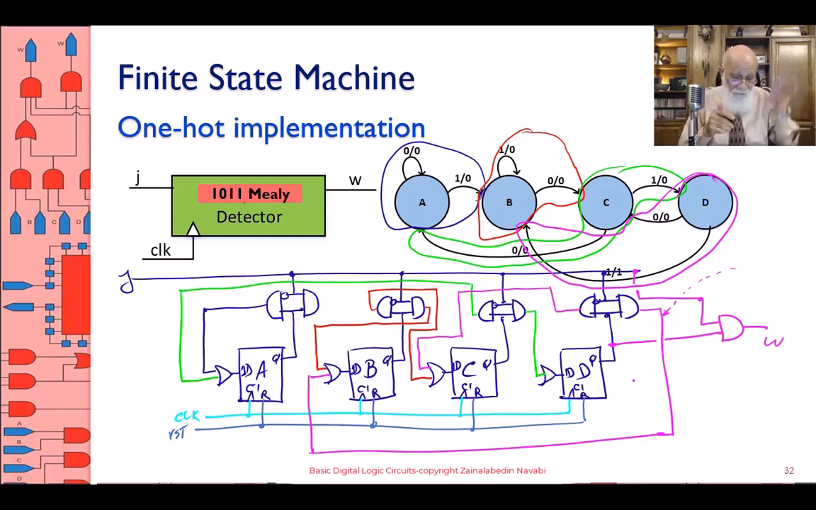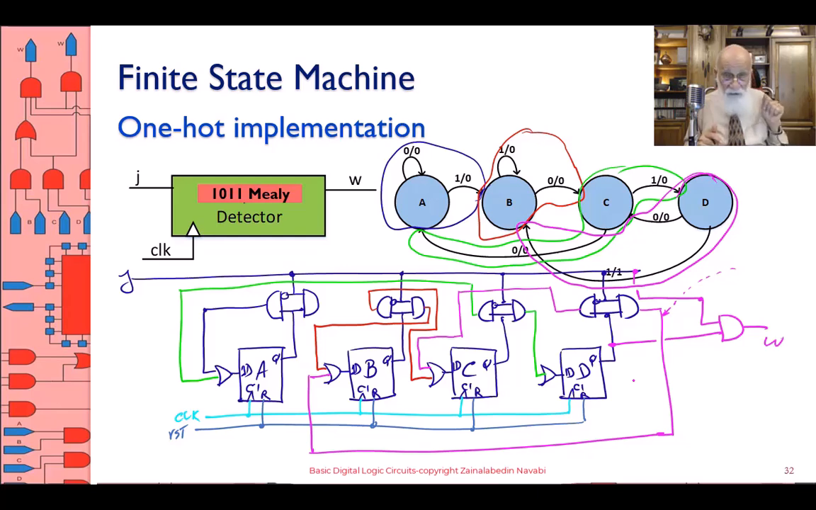Notice that for every flip-flop I'm using a corresponding one for each state, and I want to make sure that either A is 1 or 0, B is 1 or 0, C is 1 or 0, D is 1 or 0. And this is called one hot. That means only one of the states is hot at a time.